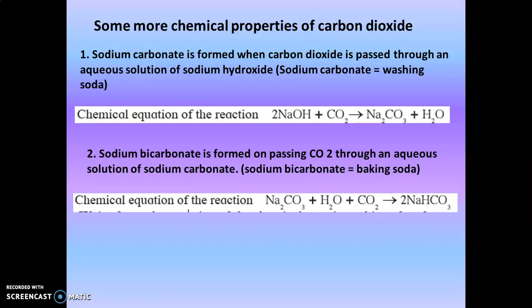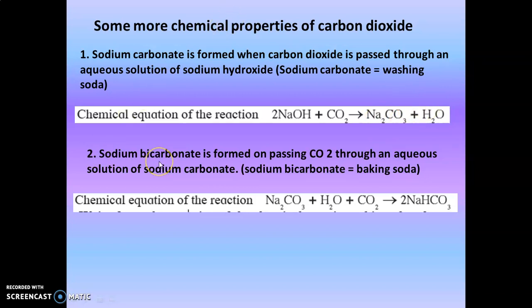Now a few more chemical properties are there. Sodium carbonate is formed when carbon dioxide is passed through an aqueous solution of sodium hydroxide. Aqueous means water. Okay, so sodium carbonate, which is washing soda, is formed by a combination of sodium hydroxide, which is represented by NaOH, and carbon dioxide. It forms Na2CO3 and water.